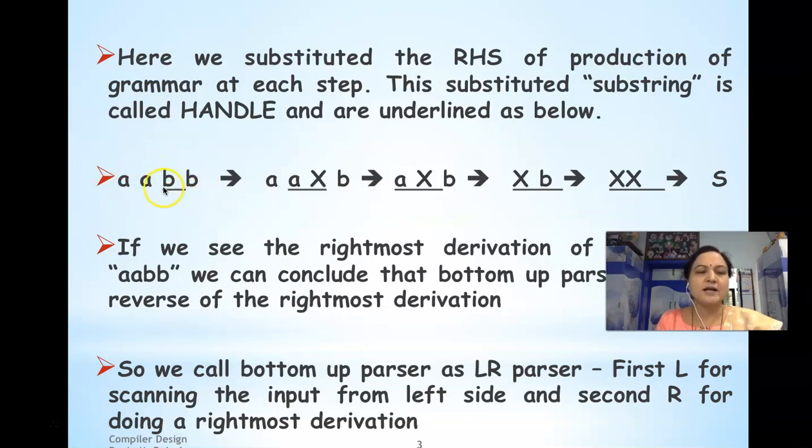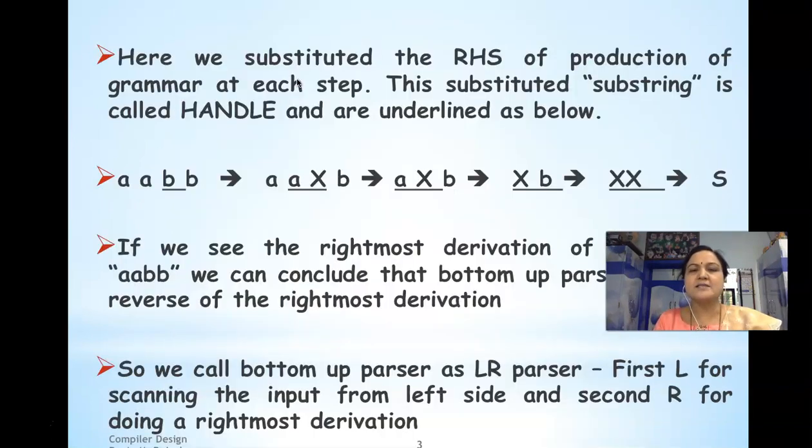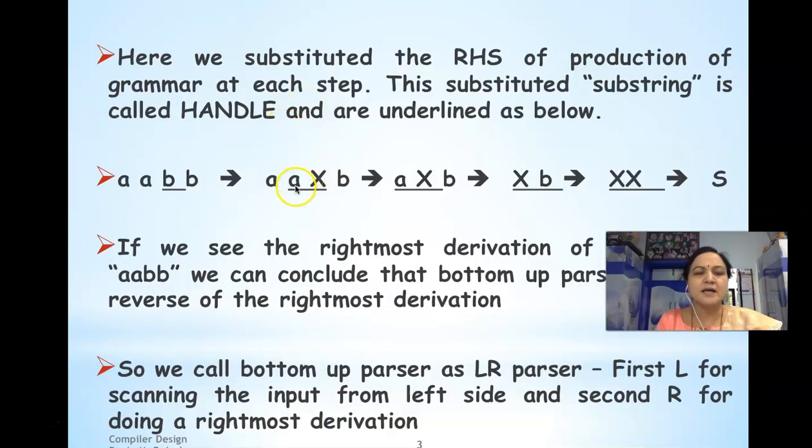So what is the handle in the first step? We reduced this B, so X tends to B is a handle here. B we are reducing by X. In the next step, we are reducing AX by X, so here AX is a handle. Whatever we are reducing is the handle.